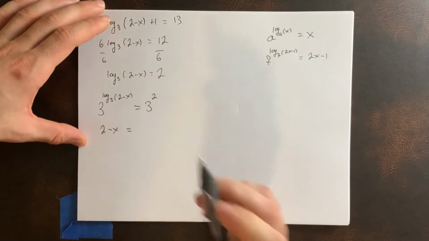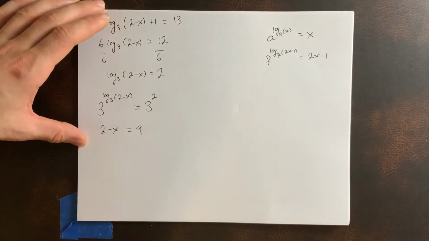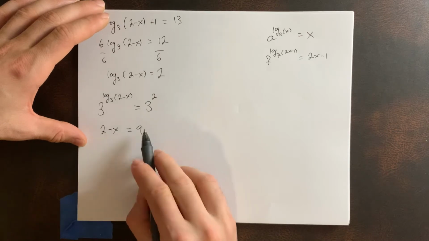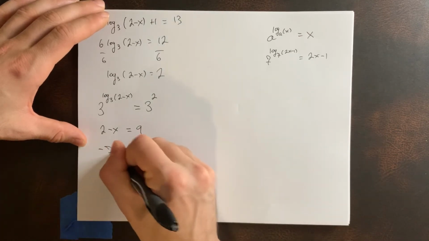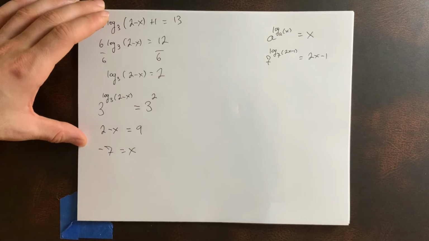And over here we have 3 to the second power, that's just 9. Okay, so now if we solve for x, you can add the x over and subtract the 9. You're going to get minus 7 is equal to x.